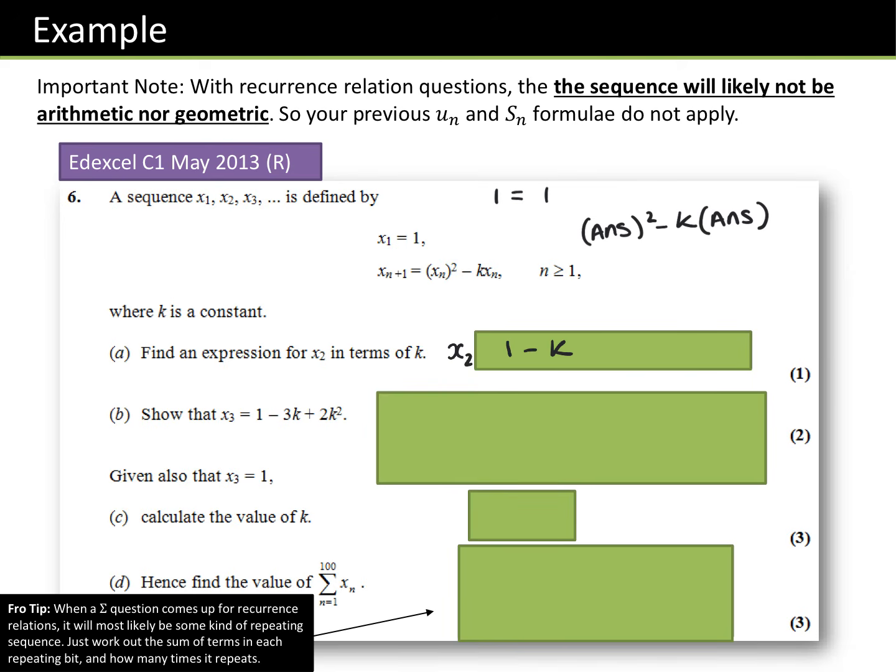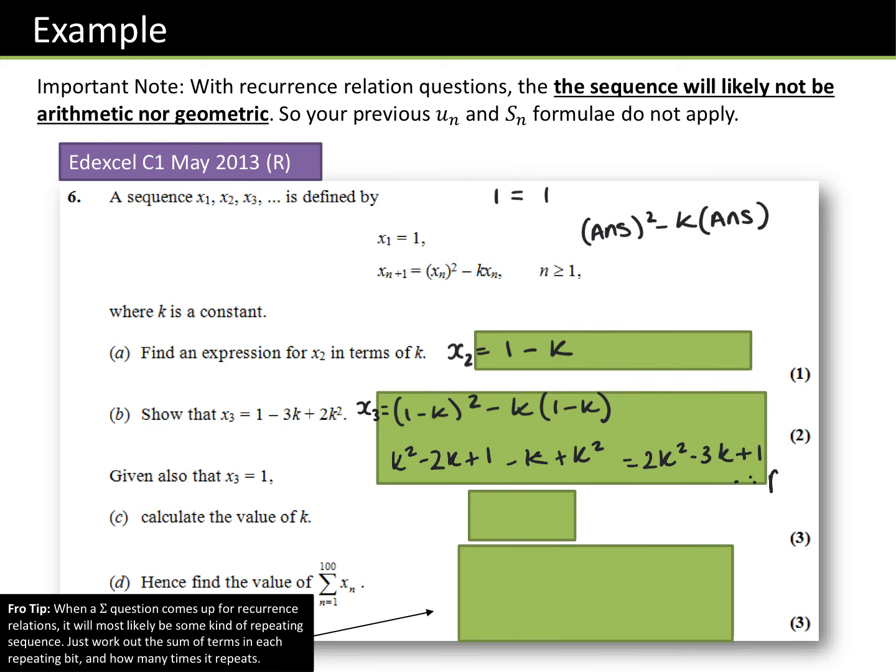This is what the second term is. And it says show that x3 equals this. So now I'm going to substitute this into my x2 ready for x3. So I'm going to have (1 minus k) squared minus k lots of (1 minus k). And all we're doing is substituting in here the answer from the previous one. So this is what x3 equals. So I'm going to get k squared minus 2k plus 1 minus k plus k squared. This is going to give me 2k squared minus 3k plus 1.